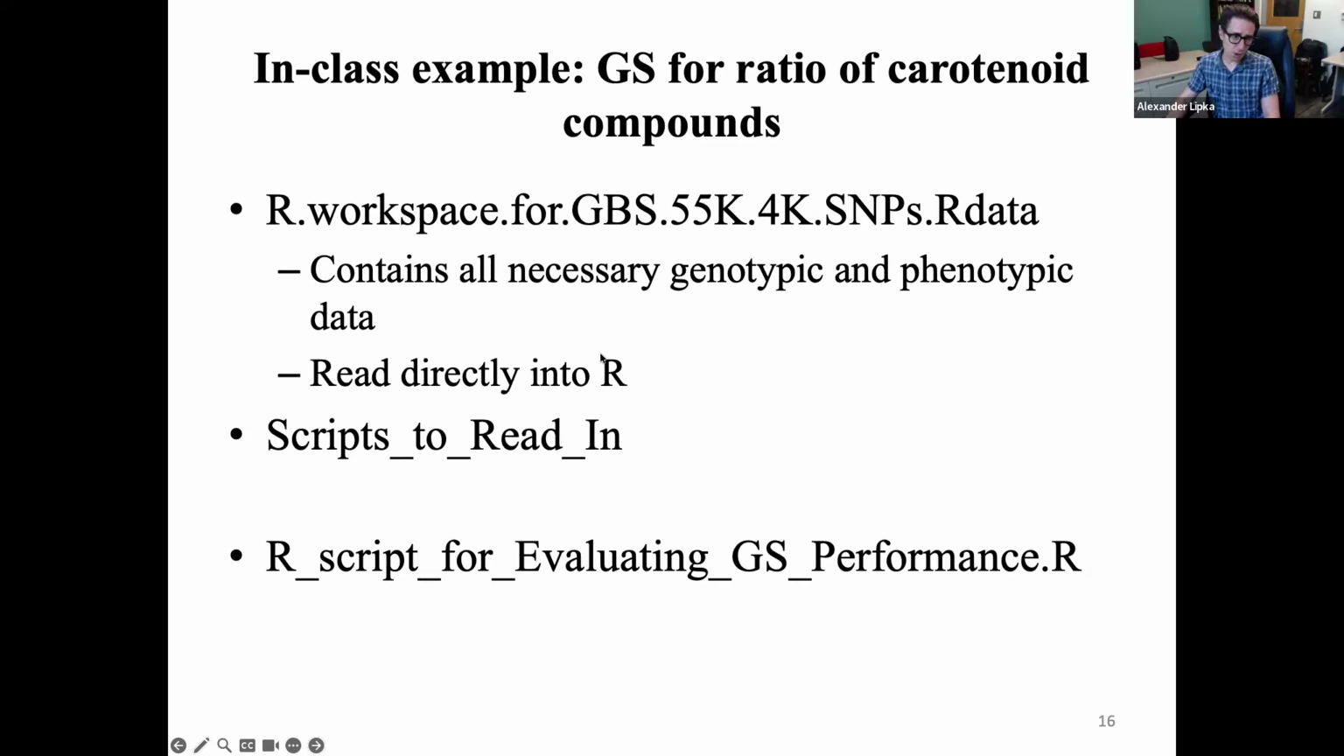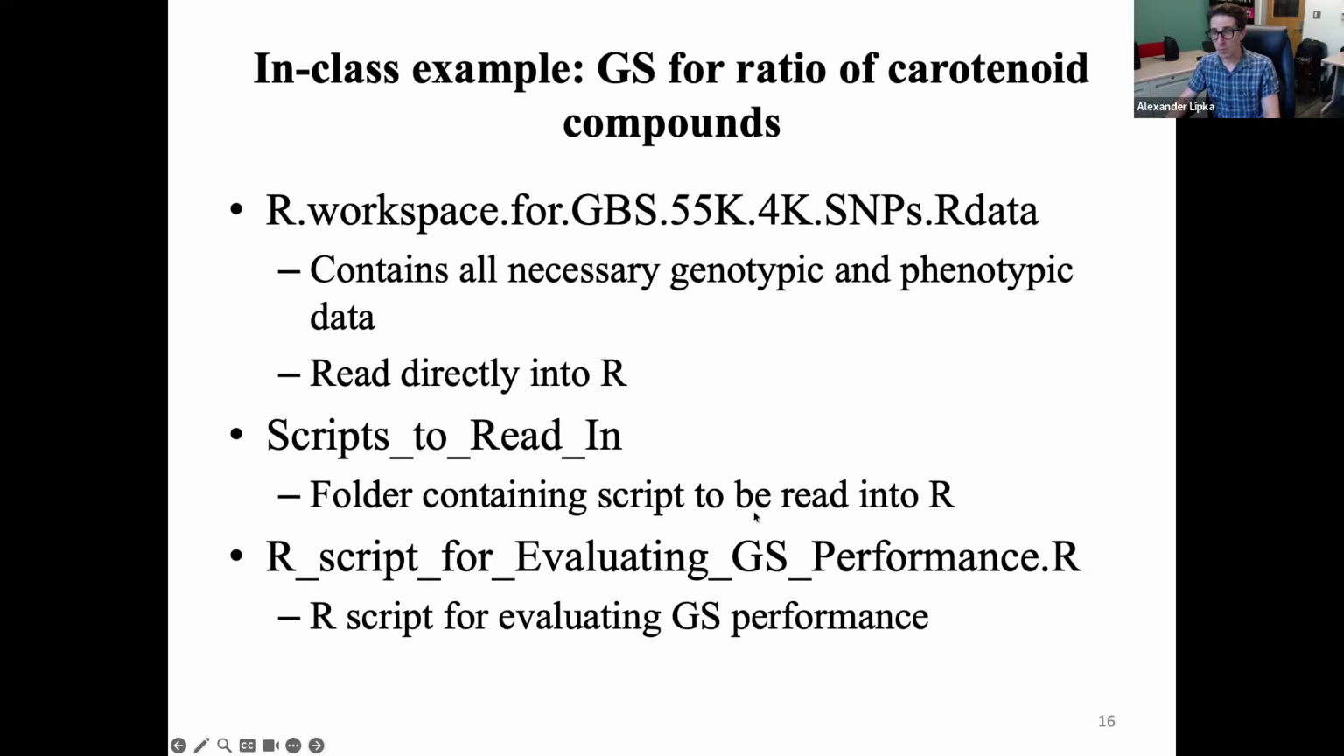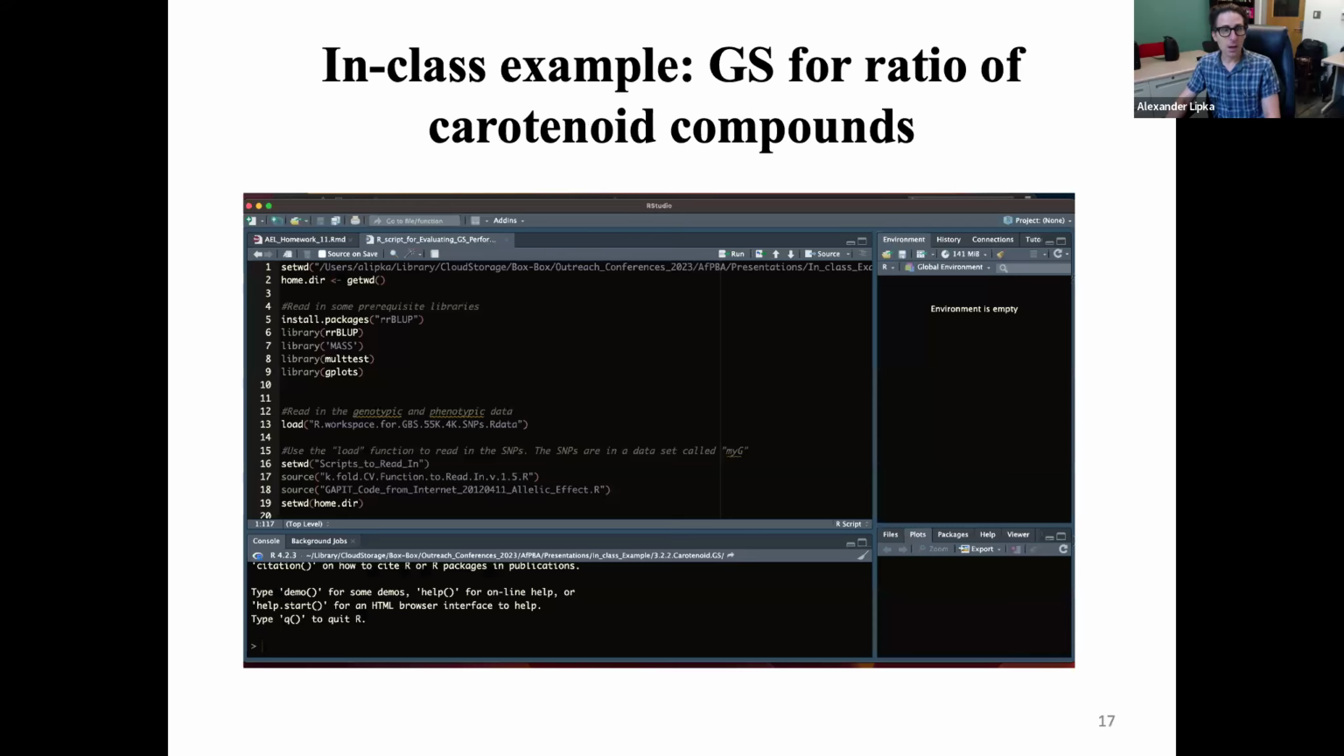And you read this into R. And then you have the scripts to read in. So you have a folder containing all the scripts with all the functions necessary to be read into R. And then you have the actual R script that's doing the fivefold cross-validation using rrBLUP. So this is how your RStudio space looks like, okay?